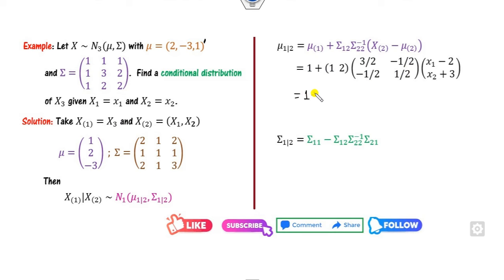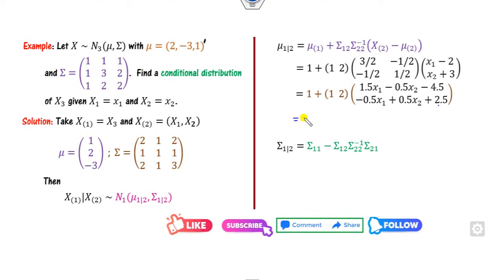Now you can open this bracket. It is 1, 2. So if I multiply them, it is 1.5 x1 minus 3 minus 0.5 x2 minus 1.5. Similarly from here, minus 0.5 x1 plus 1 plus 0.5 x2 plus 1.5. Or you can say it's minus 4.5 and it is 2.5. Now I can open this bracket. I can multiply the first quantity by x1. This is 0.5 x2. It's just a simple matrix multiplication.